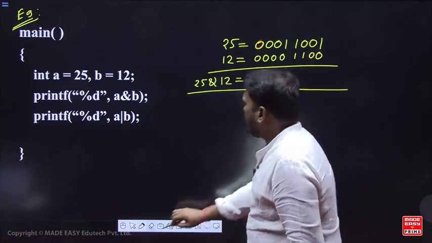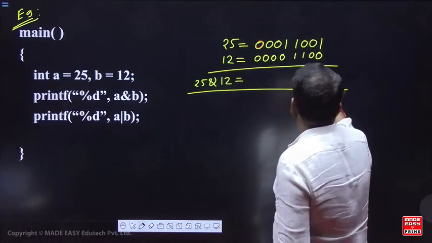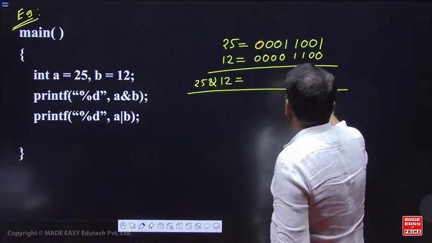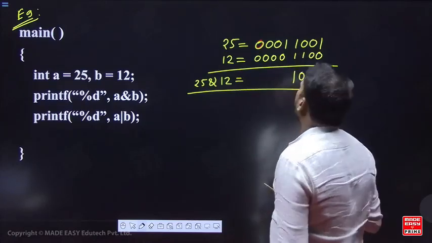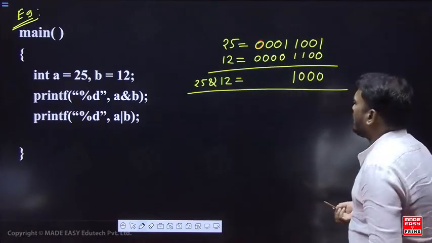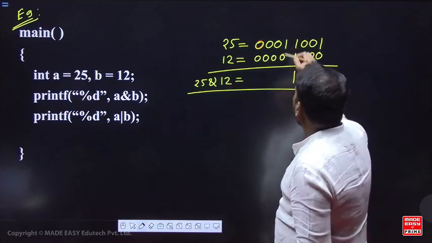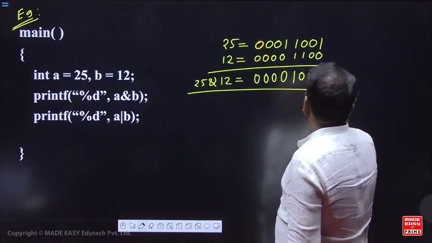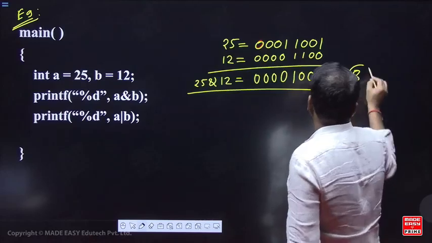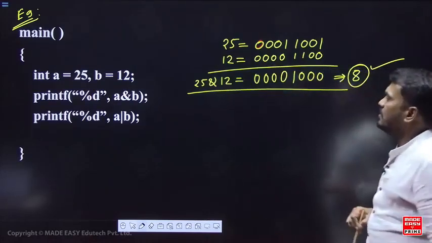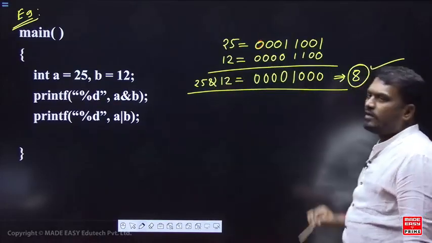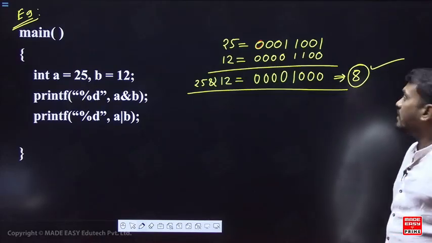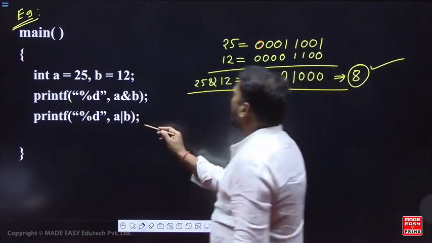आप बताओ 1 0 को AND करेंगे तो क्या होगा? 0. If both are 1, output will be 1. Simple. Next 1 0, that is 0. This is 0. This is 0. This is 0. And what is the value of this? 8. Correct? So 25 and 12 करेंगे, what is the answer you get? Okay, 8.